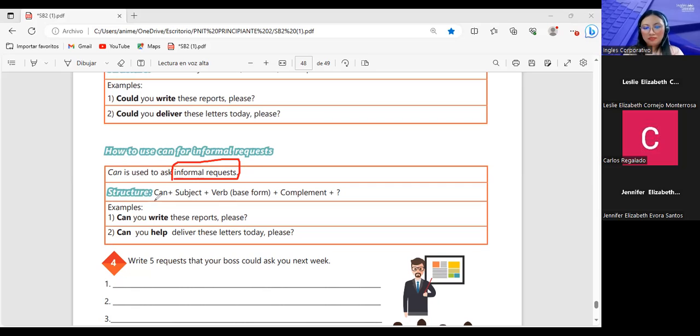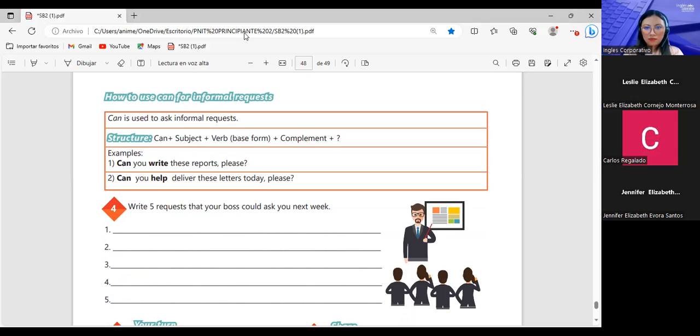Let's review the structure then. Will it be the same as with could? Let's find out. Auxiliary verb, then we have the subject. The main verb is going to stay in the base form, plus complement. Is it the same structure or not? What do you think? Does anything vary? Does anything change? Is it the same? It's the same, right? Differences, formality. Can, less formal. Or we can call it informal, or less formal. But that doesn't stop us from also asking for things with a please.